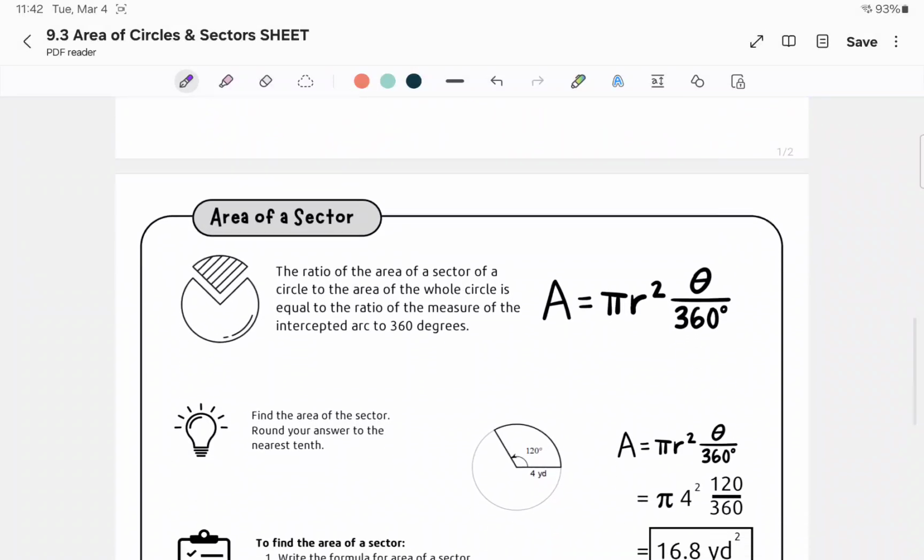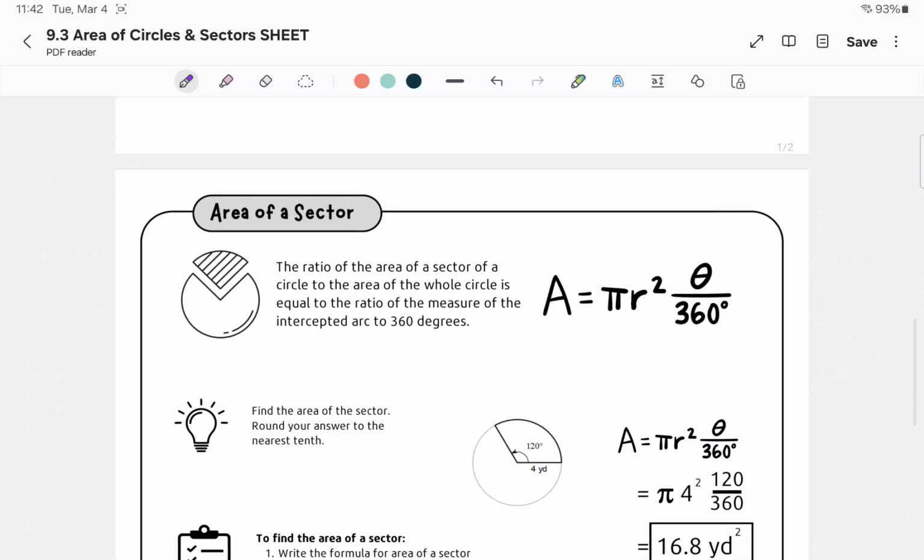So area of a sector is just kind of like the arc length, right? The length of an arc is part of the circumference. So the area of a sector is part of the area of your circle. It's that ratio. So it's going to be your formula still, pi r squared, but then you have that fraction onto it, okay? So let's actually highlight that.